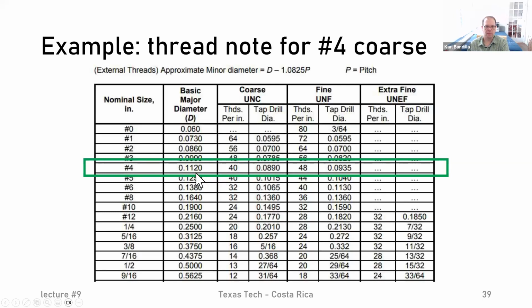So we'll know what the major diameter is, and now we know coarse and fine. We don't have ultra fine or extra fine in this case because it's too small for that. All right, so we are given coarse. That means we need to grab this right here. So now we know that we have 40 threads per inch.